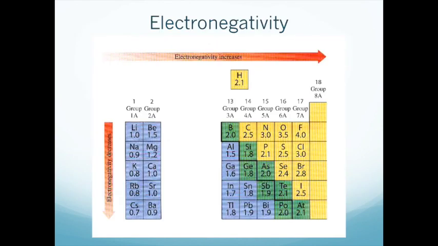Here is a pictorial description of what I just said. Fluorine is here at 4. All of the nonmetals have fairly high electronegativities. The metalloids have intermediate electronegativities, and the metals all have lower electronegativities. And you see the electronegativity is decreasing down the group and increasing across the period.